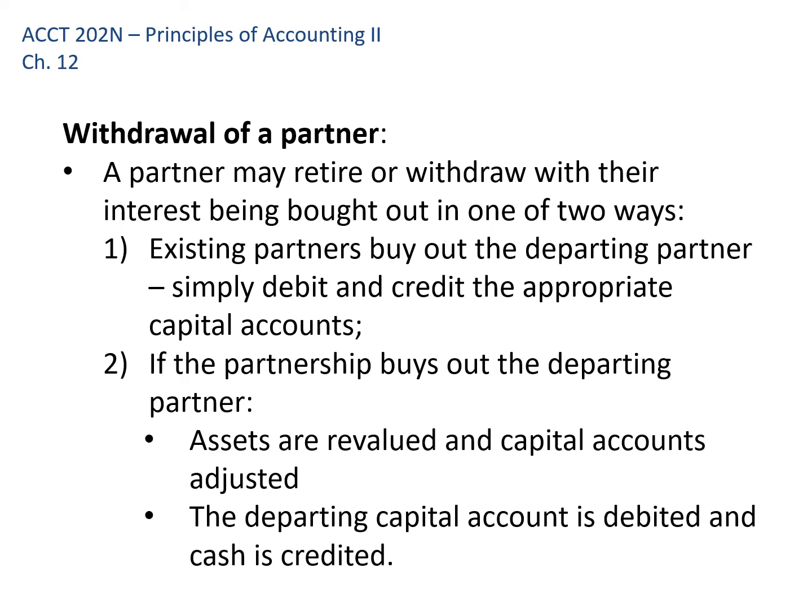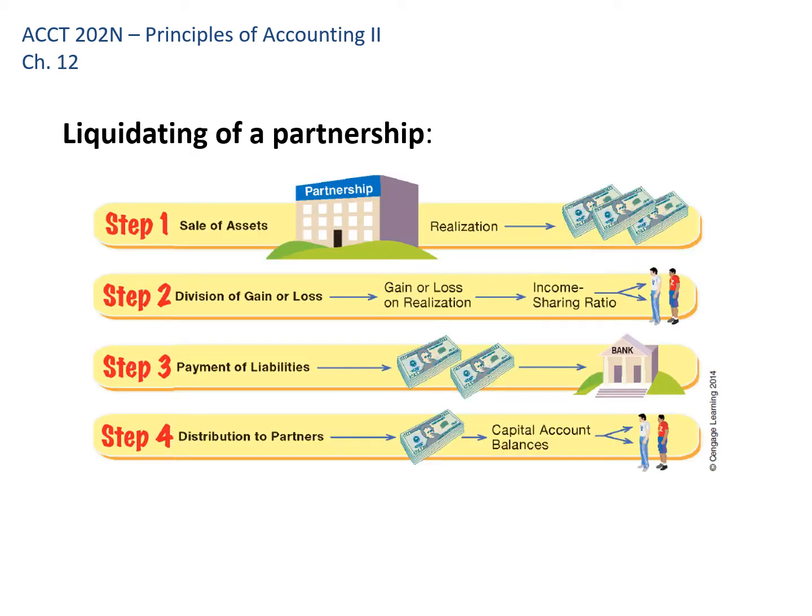So the process of liquidating a partnership is also called winding up, and there's 4 steps in that. The first step is we sell all of the assets of the partnership. That's called realization. Now that's going to generate either a gain or loss in most cases, so we allocate the gain or loss from that transaction based on the income sharing ratio like we showed in the first part of the lecture. So again, if there's no provision for that, then the gains and losses are shared equally.